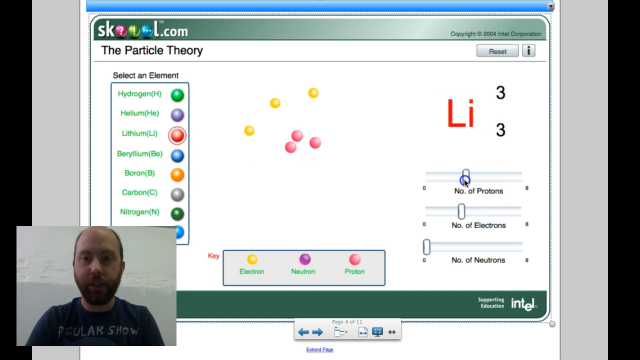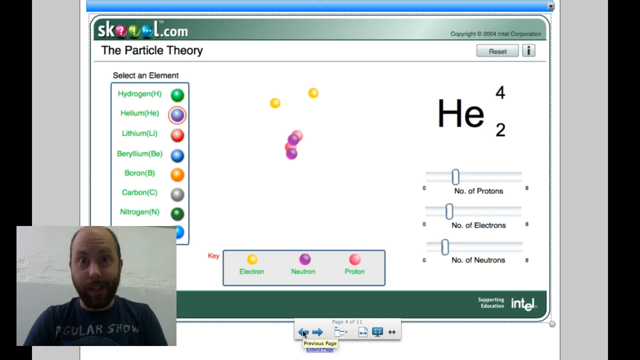Now, you can see the electrons are changing too. We'll talk about that later. The neutrons don't change the element whatsoever. We'll talk about why later on. But just notice, the important thing is this. Protons determine what element you are. You change the protons, you change the element.